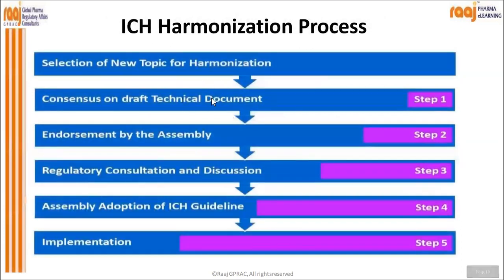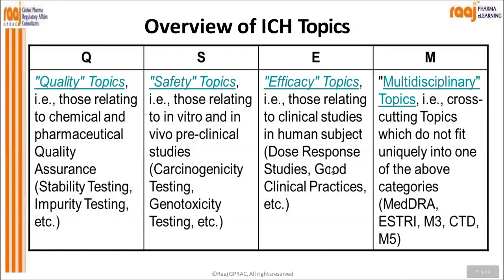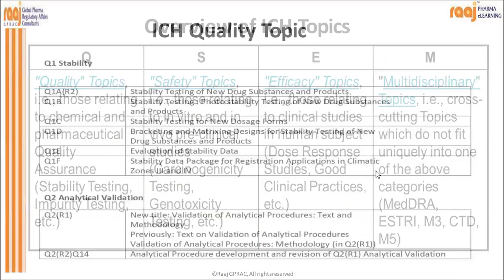So when the first draft is drafted, it goes for the endorsement by the assembly. Then the regulatory consultation and discussion happens and the assembly adopts the ICH guideline. Okay. And then the implementation, then those ICH guidelines are published. Correct. So these are the simple step 1 to step 5. This is the harmonization process. Okay. Now we look into the overview of ICH topics, that is quality, safety, efficacy, and multidisciplinary.